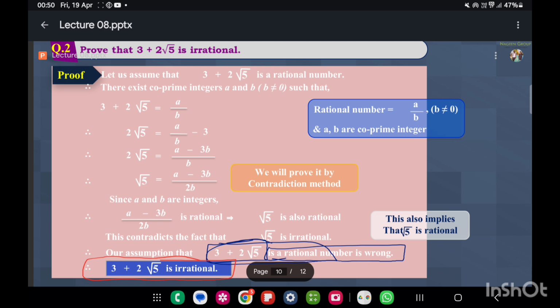Step by step marks will be there, so consider only these points. It is very easy. Then in the next section we will go for the next problem. I hope you understand these two problems.